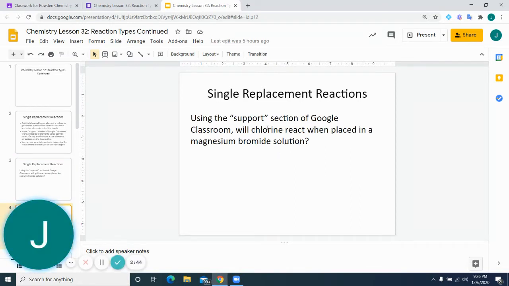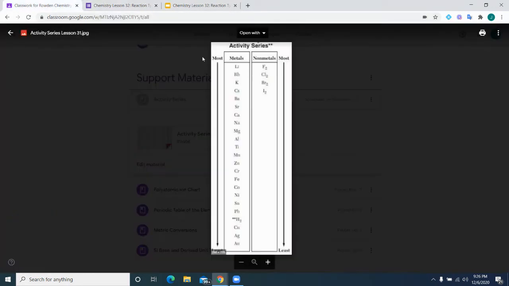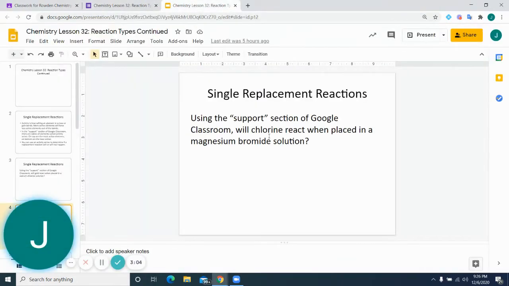Now let's decide, will chlorine react when placed in a magnesium bromide solution? So now we're talking about nonmetals. Chlorine is a nonmetal, and it's competing with the other nonmetal, bromine. Will chlorine kick out bromine? Let's look at who wins between chlorine and bromine. Chlorine is right here. Bromine is just below it. Chlorine is higher. So when it comes to whether or not this will happen, chlorine is higher. So yes, that will happen.